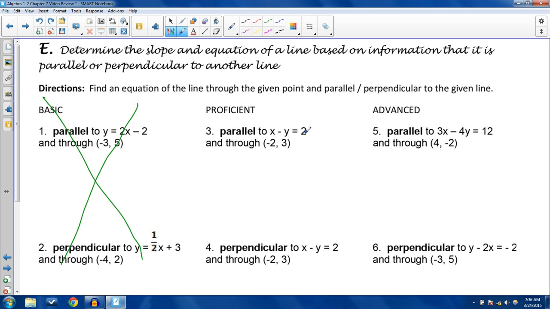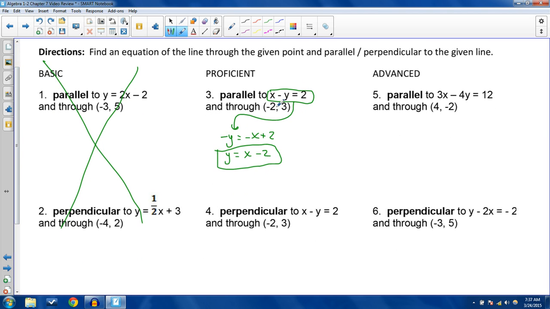Parallel to x minus y equals 2 and through the point negative 2, 3. So what you're going to do is, here's a line. Let's put it in y equals mx plus b form, for a good reason. It would be easier to graph, for one. And for another, there you go, subtract x, divide by negative 1. Here's that equation. What I want to do is find the equation of a line that's parallel to this one, and it passes through this specific point.